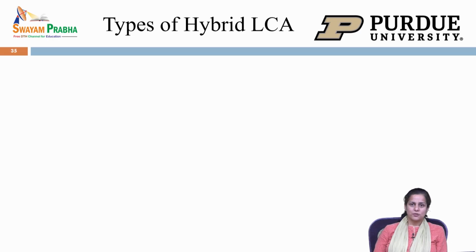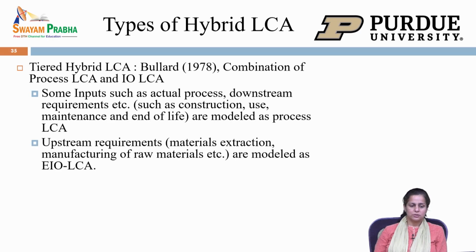Okay, so the types of hybrid LCA. The first type is the tiered hybrid LCA that was proposed by Bullard in 1978. So, it has been a long time since this kind of hybrid LCA theory has been available, and it is a combination of process LCA and IO LCA.